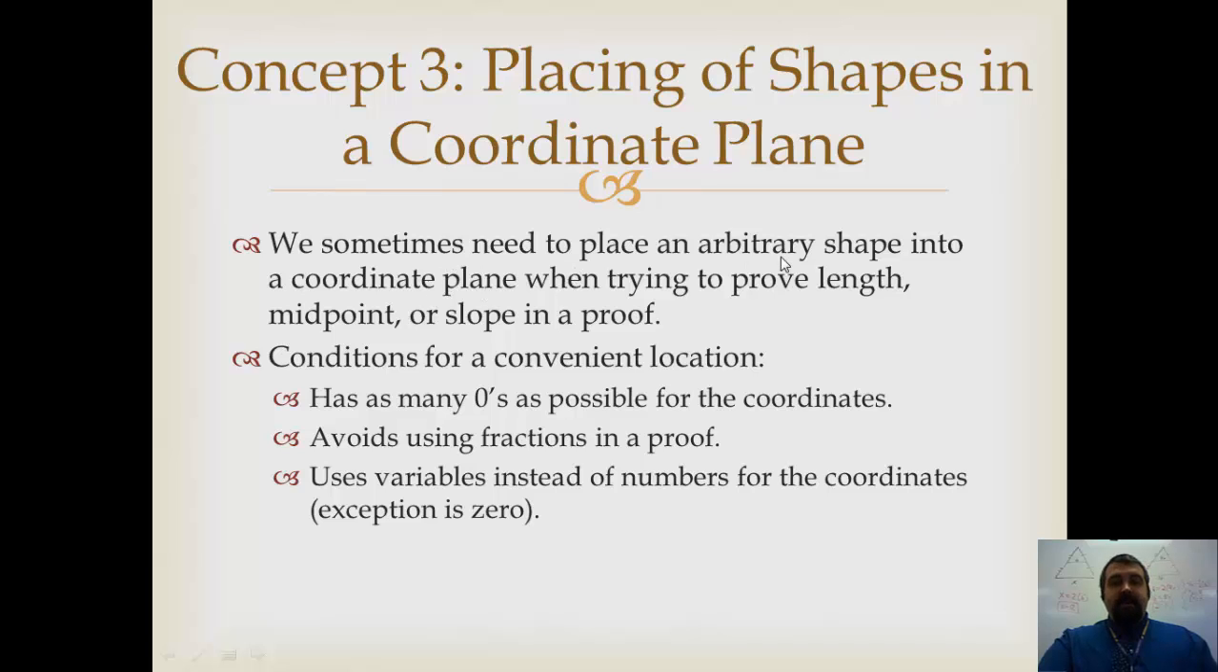And it needs to be arbitrary, and that word means it has to be generic. It can't be one specific triangle. It has to be for any triangle of that type. So if it's isosceles, I can't just lock it in to have lengths of 4. It could be any leg length. When I put it into a coordinate plane, though, I want it to be convenient. I want the coordinates to have as many zeros as possible, and I want to avoid using fractions in a proof if at all possible, and I want to use variables instead of numbers for the coordinates. Exception is 0.